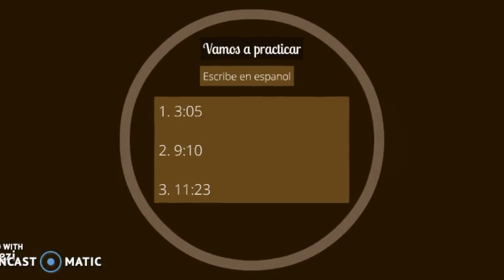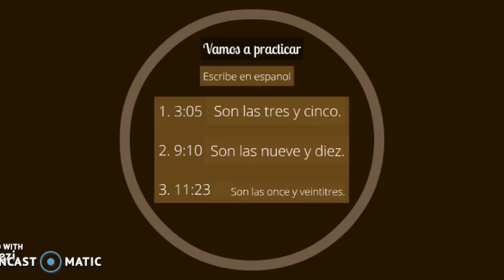Take a minute, pause the video, and try out the following examples. Once you have your answers written down, press play again and check your answers to see if you got them correct. So now that you have your answers written down, let's see if you got them correct. 3:05 is son las tres y cinco. 9:10 is son las nueve y diez. And 11:23 is son las once y veintitrés.